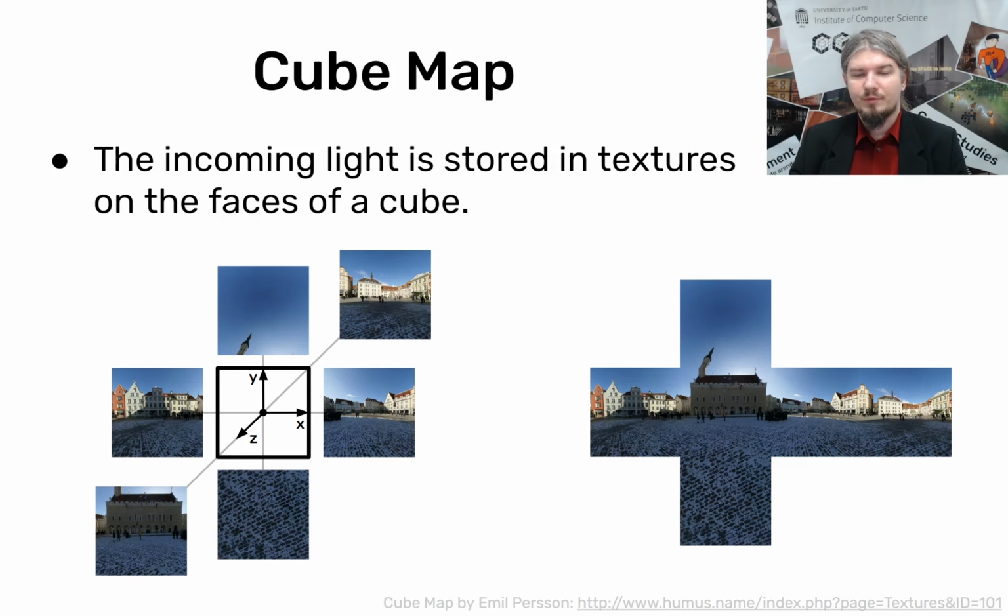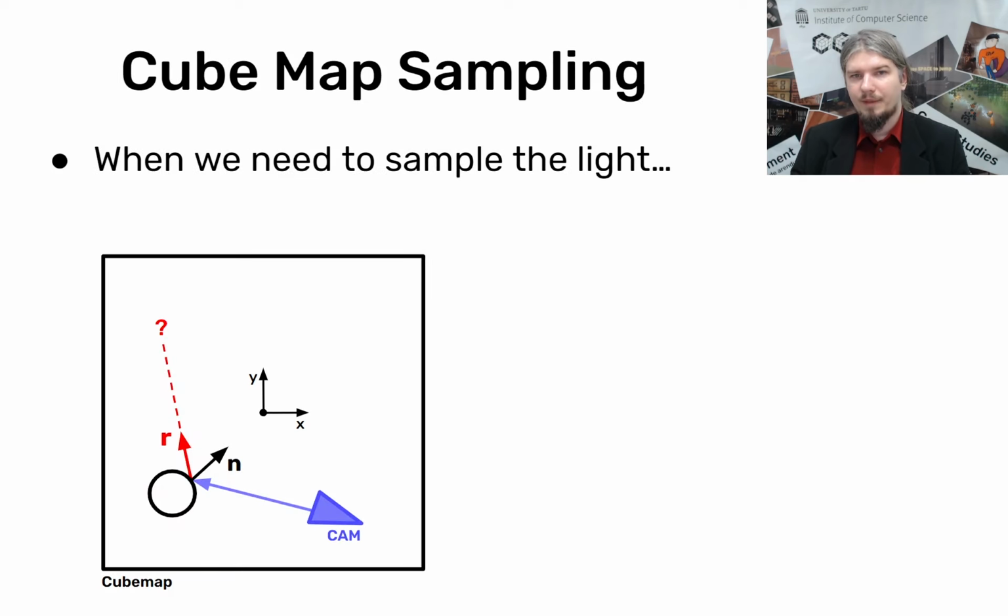A cube map is one way to store that environment map. The incoming light is stored in textures on the faces of a cube. There is one texture for the positive x, one texture for the negative x, one texture for the positive y, and so on. Overall, they make up the faces of a cube, which can be unwrapped like you see on the right here. When you render this with a cube camera, then all of those faces are the results of each of the cameras.